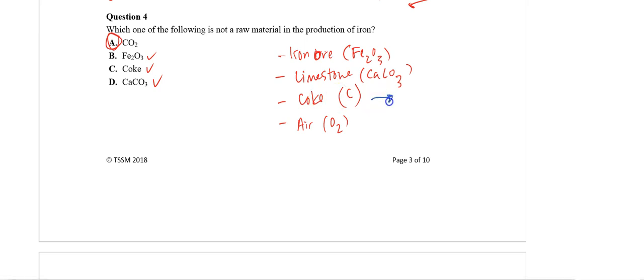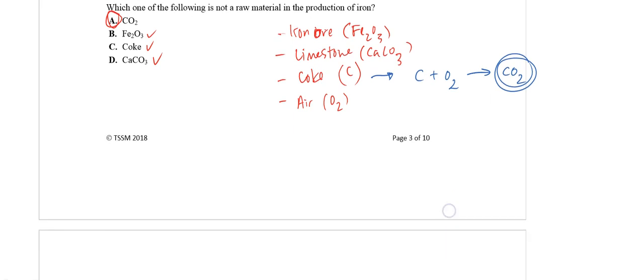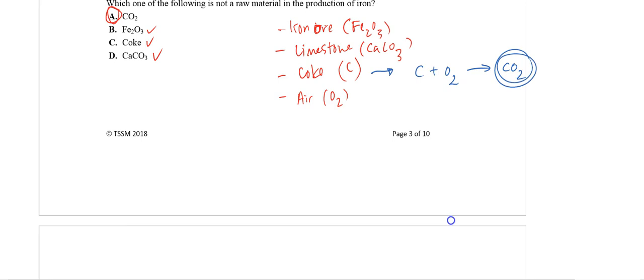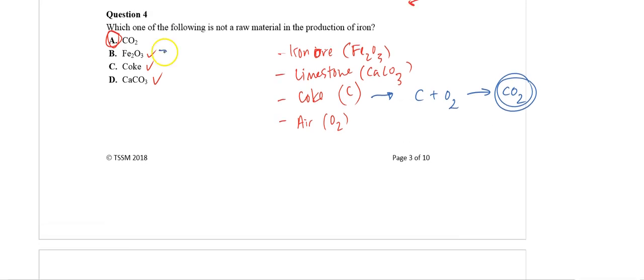So just to clarify that, coke reacts with the oxygen to make carbon dioxide. And this is useful for us because it further reacts with coke to make carbon monoxide. Okay, so these are the raw materials here, just to be clear.